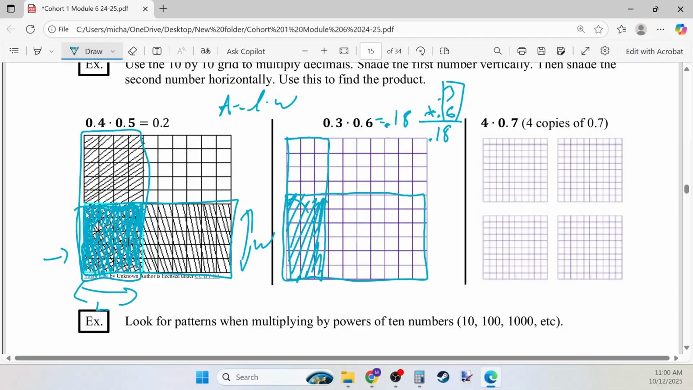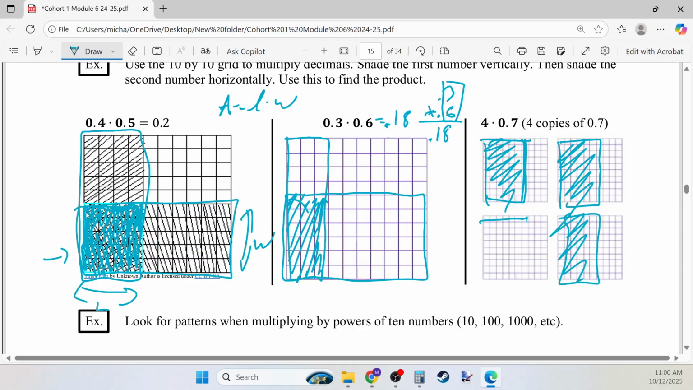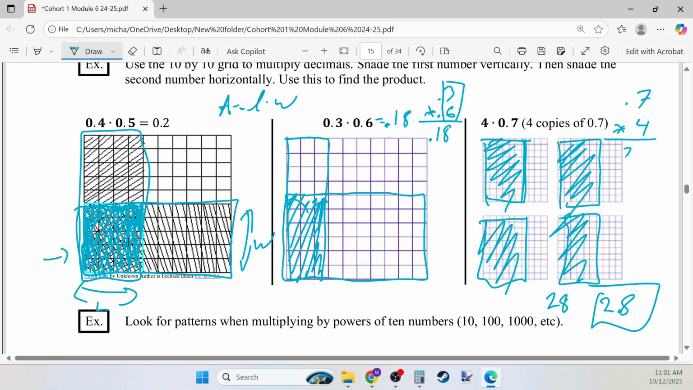Okay, I have 4 times 0.7. I draw 0.7 as this region with 7 vertical columns, and I do that over and over again, 4 times. Counting, I have 28 tenths, which I can regroup as 2.8. Same as doing 4 times 0.7. 4 times 7 is 28. There's 1 decimal place past the dot, so I put 1 decimal place past the dot.